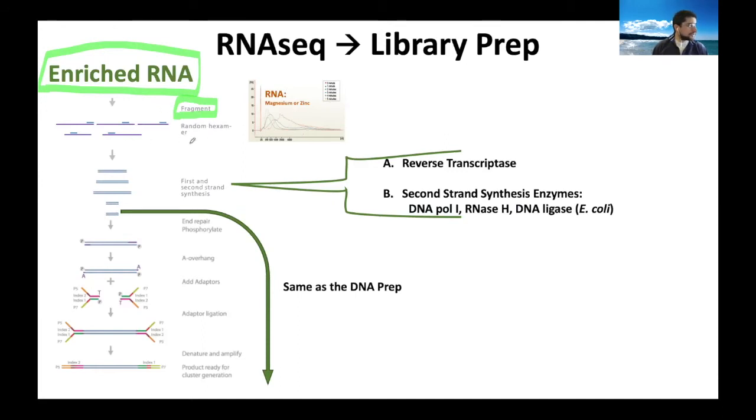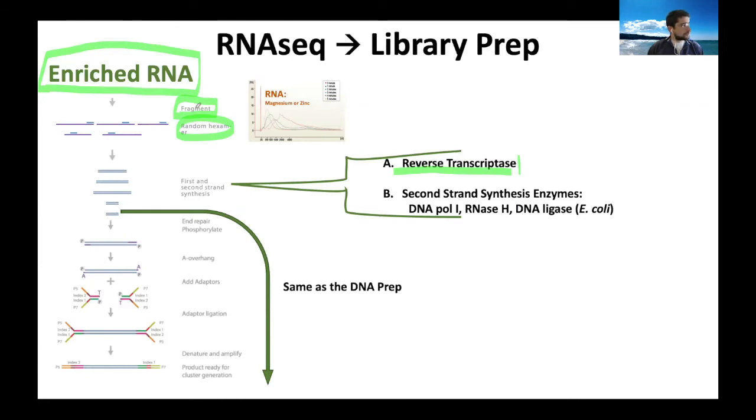After you have fragmented your RNA, because it's already enriched, everything that you have in solution is what you want, okay? You do fragmentation, you do random hexamer binding, and this is the primer for the reverse transcriptase to produce the first strand of the cDNA. So we're using this enzyme with the random hexamer as a primer to just produce cDNA.